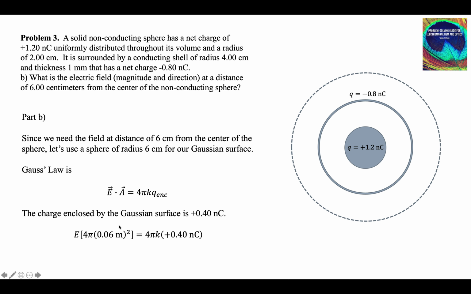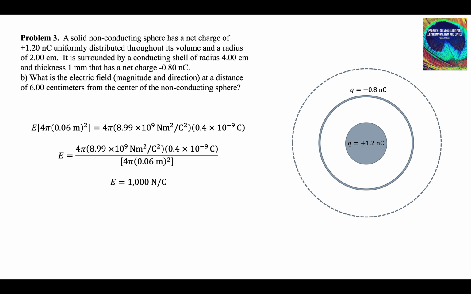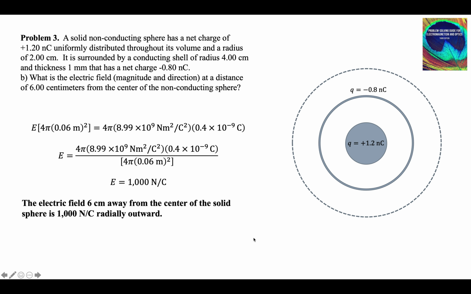The radius of the Gaussian surface, 6 centimeters, 0.06 meters. We can solve for E, and we get 1,000. And it's a net positive charge, so it's also radially outward. The electric field 6 centimeters away from the center of the solid non-conducting sphere is 1,000 newtons per coulomb radially outward. Now we can do part C.